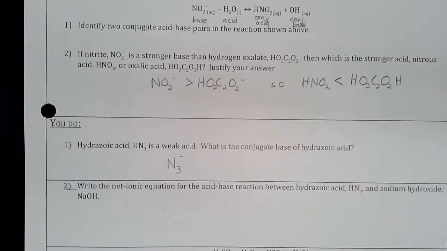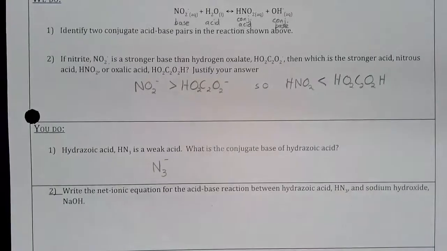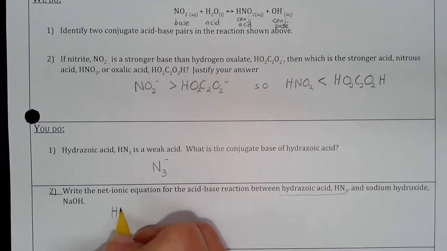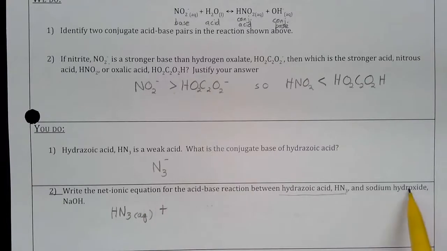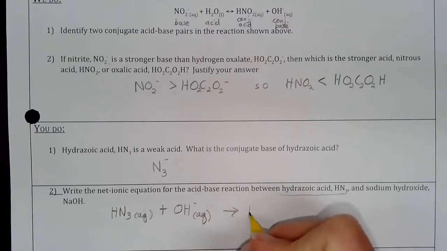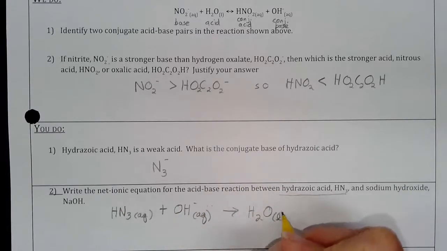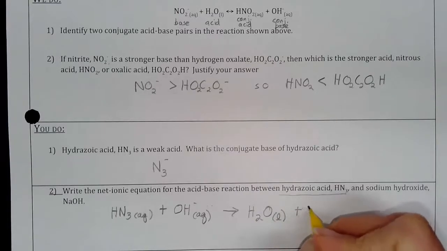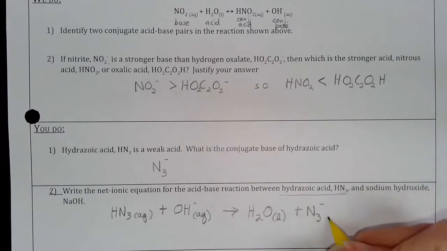When we write a net ionic equation for the acid-base reaction between hydroazoic acid and sodium hydroxide, we need to remember that if we have a weak acid, we do not write it dissociated. So we're going to write this as HN3 in solution, plus, now we do have a strong base, sodium hydroxide, so we're just going to write the hydroxide ion, aq, yields, and now the hydrogen is going to come together with the hydroxide to give us water, and we're going to have that azide ion floating around in solution.